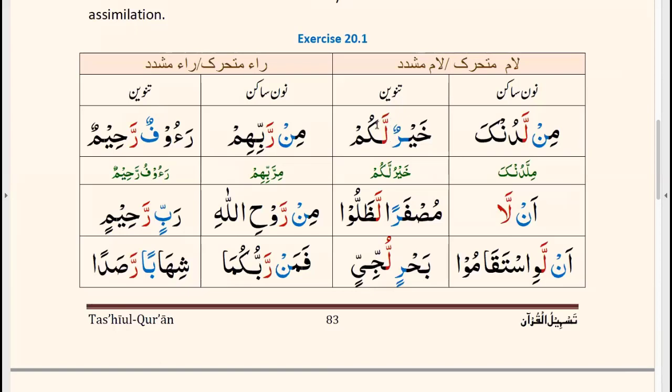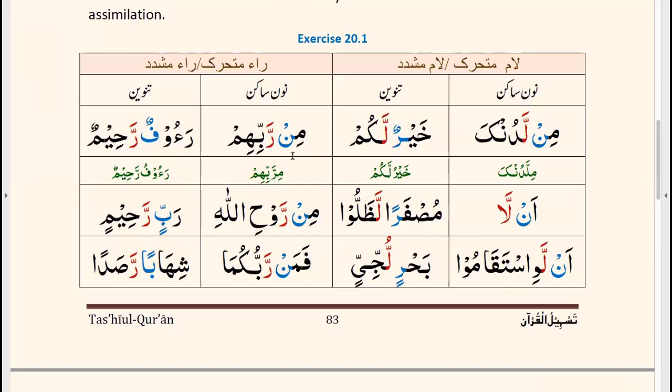Let's read this example. Here we have lam mushaddad, and the first thing we should be checking is, is there a noon sakin? No, there isn't. Is there a tanween letter? Yes. There is a ra carrying the tanween here. And what do we do? Do we read the tanween? Do we not read the tanween? No. Yeah, we won't read the tanween, we will just be reading the one damma here. Okay. Khayrulla. Khayrullakum.